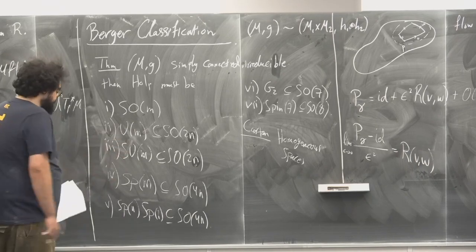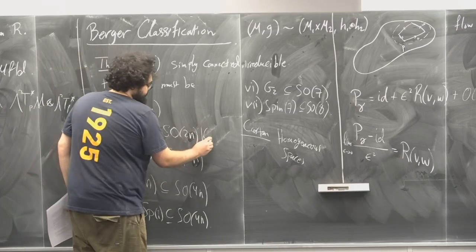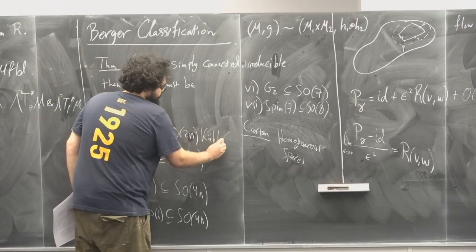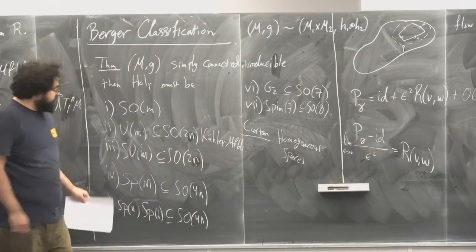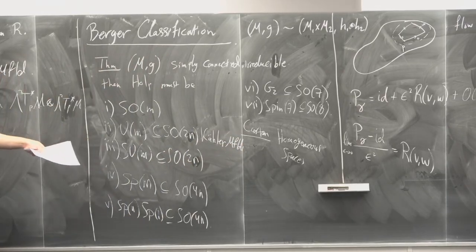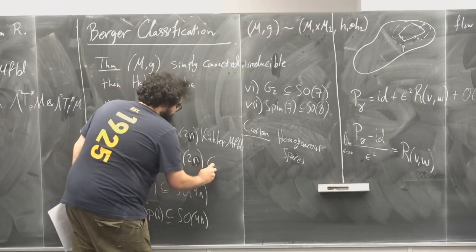So, manifolds with U(n) holonomy are Kähler manifolds. These are complex manifolds with a Hermitian metric. Manifolds with SU(n) holonomy are called Calabi-Yau manifolds.